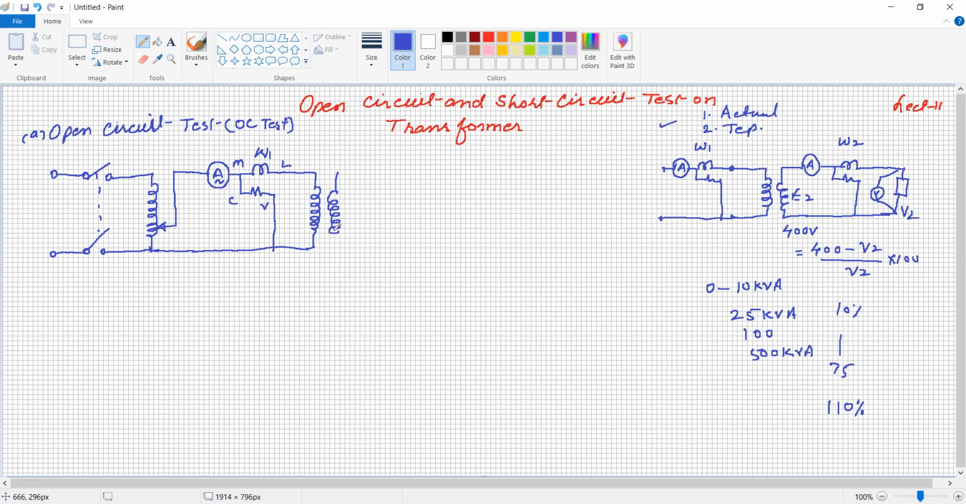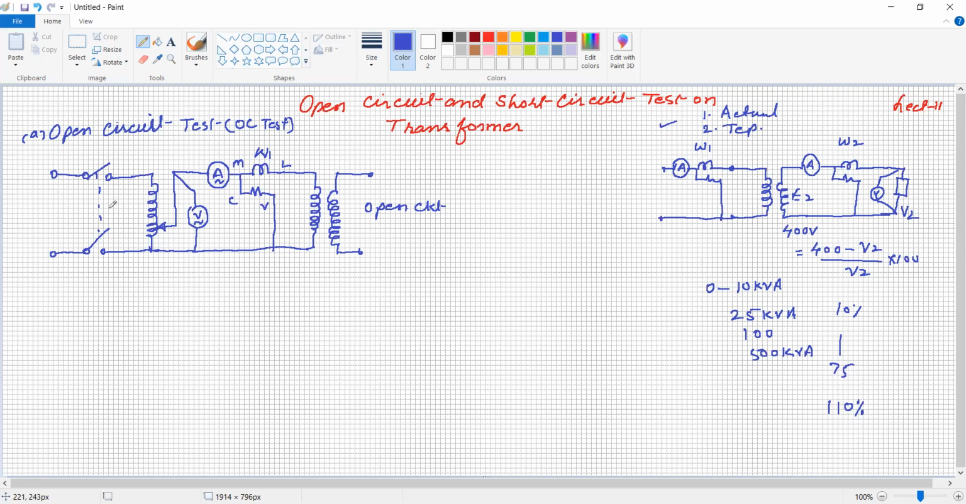And this is the secondary of the transformer, and it is kept open circuit. Therefore the name becomes open circuit test. And here we are using a voltmeter to measure the rated voltage.